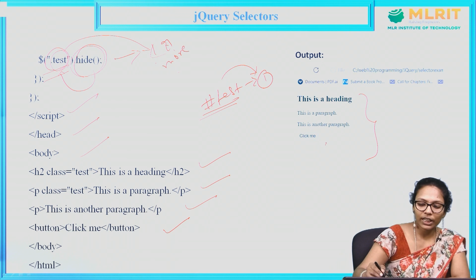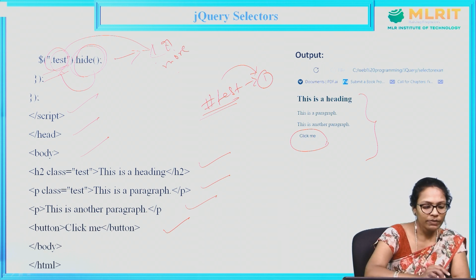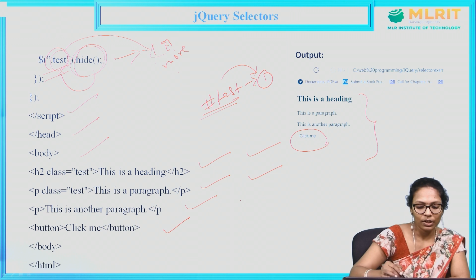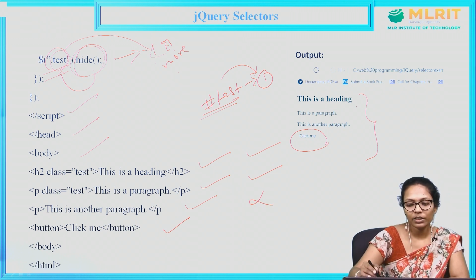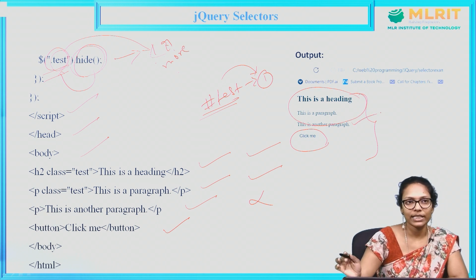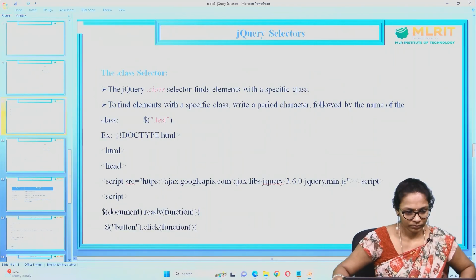So whenever I click on this button, what will happen? The elements with the class name test will be hidden. See, for the first element, the class name is test. For the second element, the class name is test. For the third element, there is no class name. So that means whenever you click on this button, the first two elements should be hidden. The third paragraph should be as it is. So that is the output of this program. We'll try to execute this.